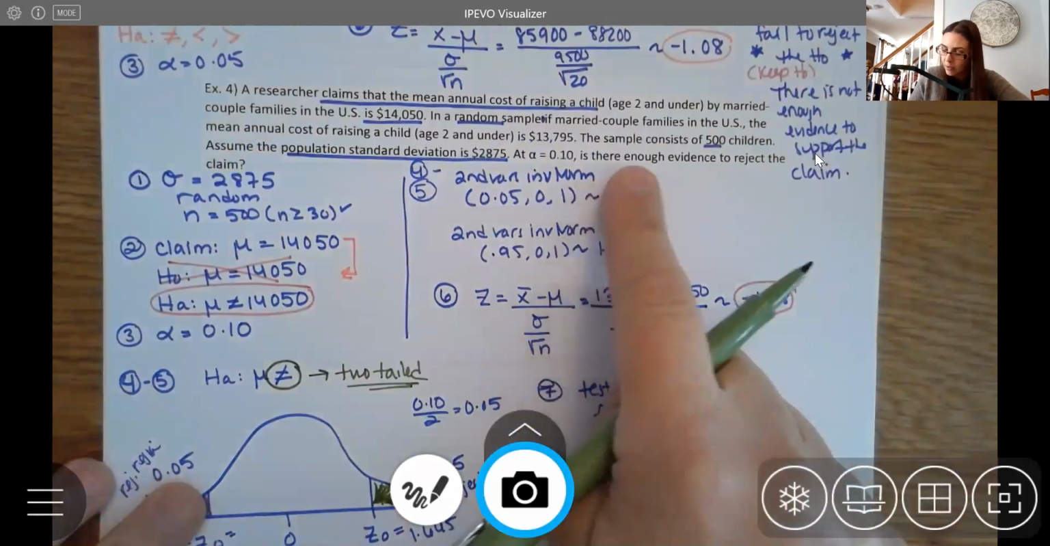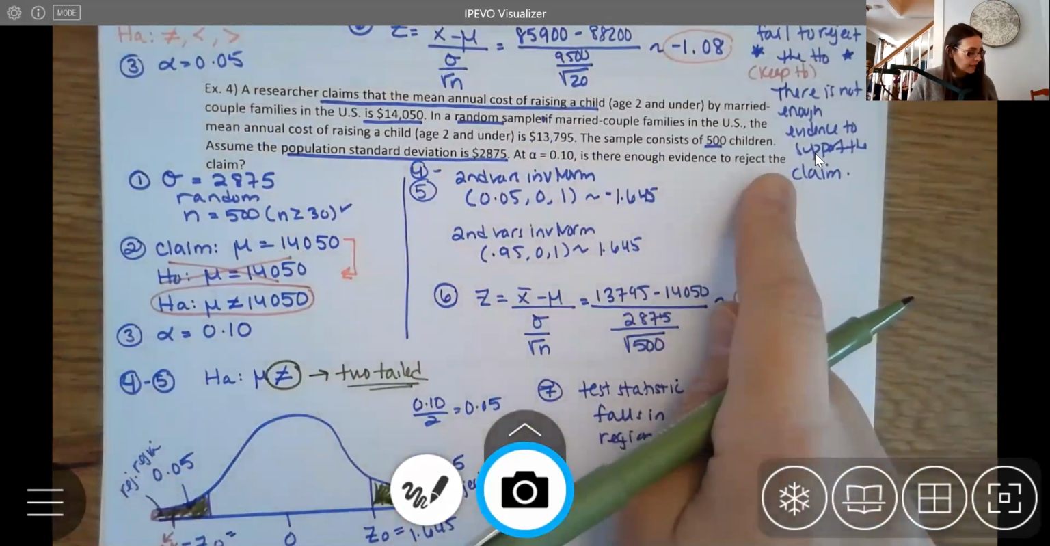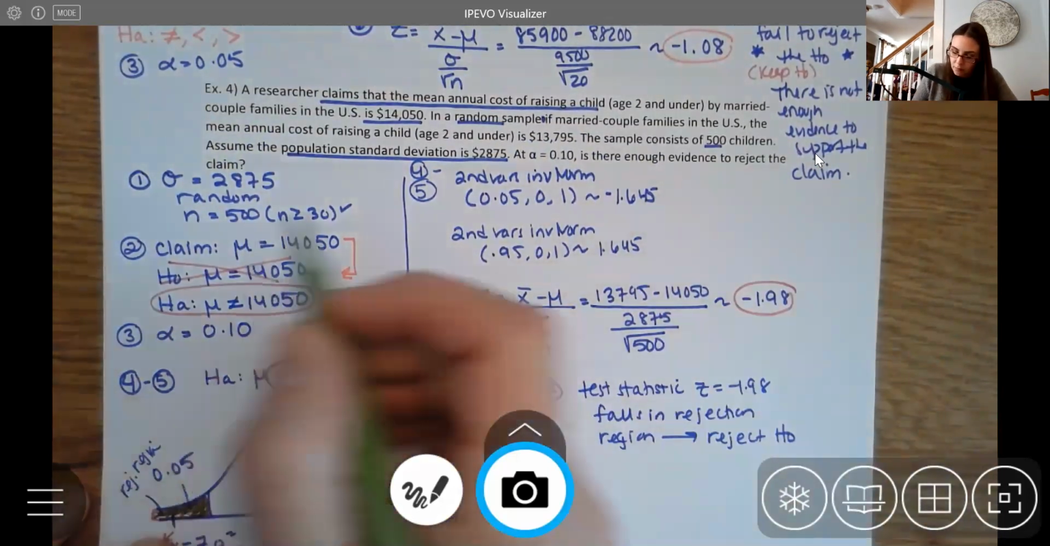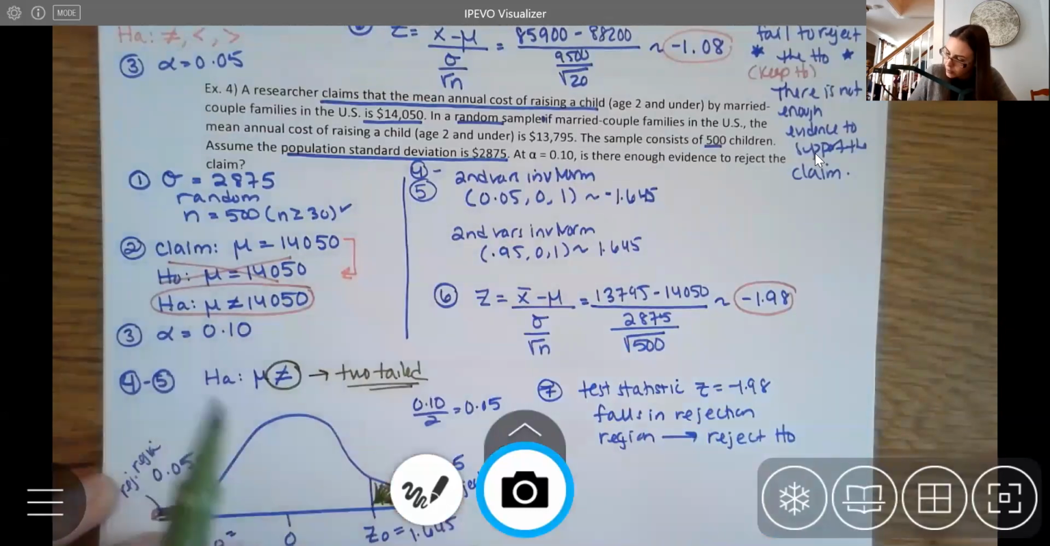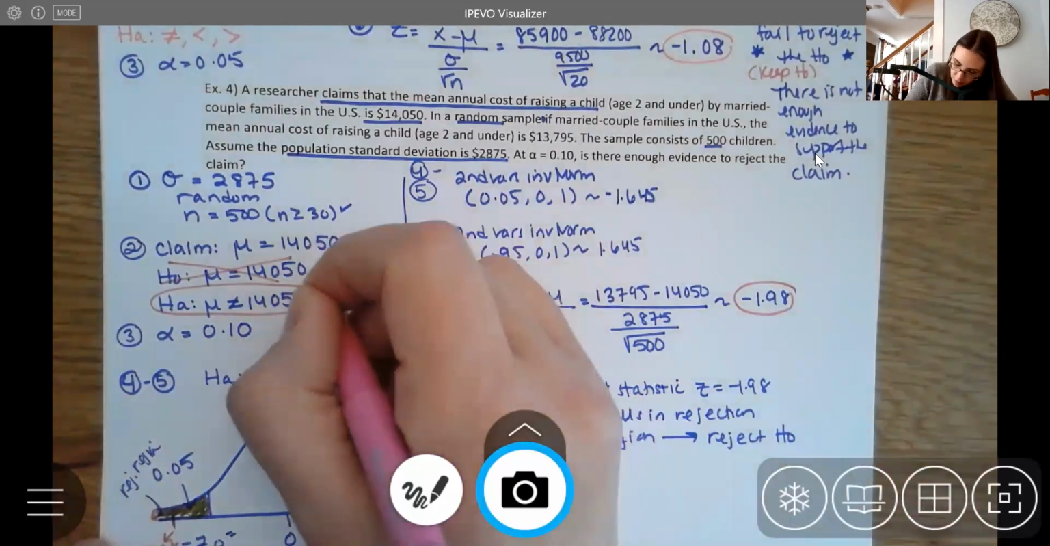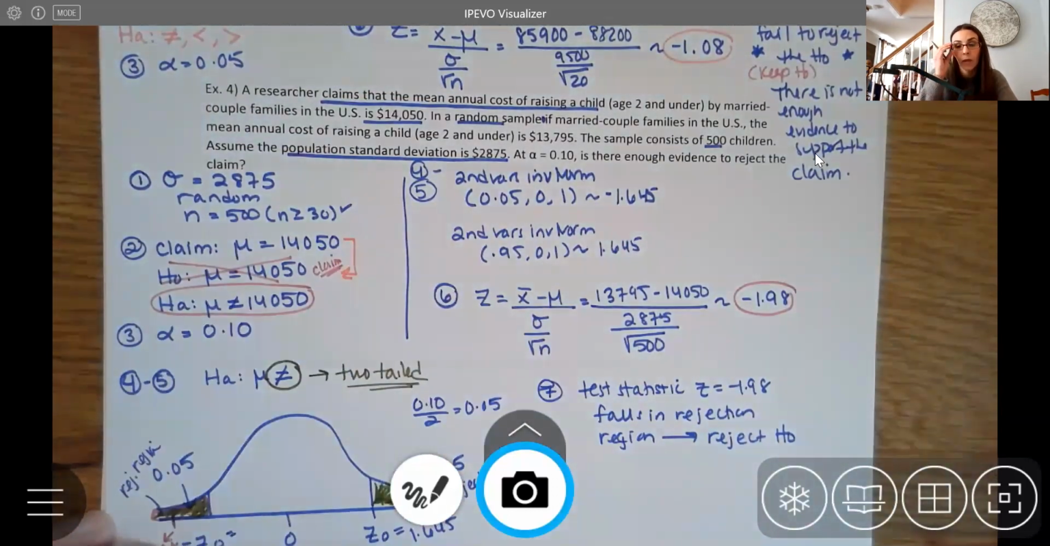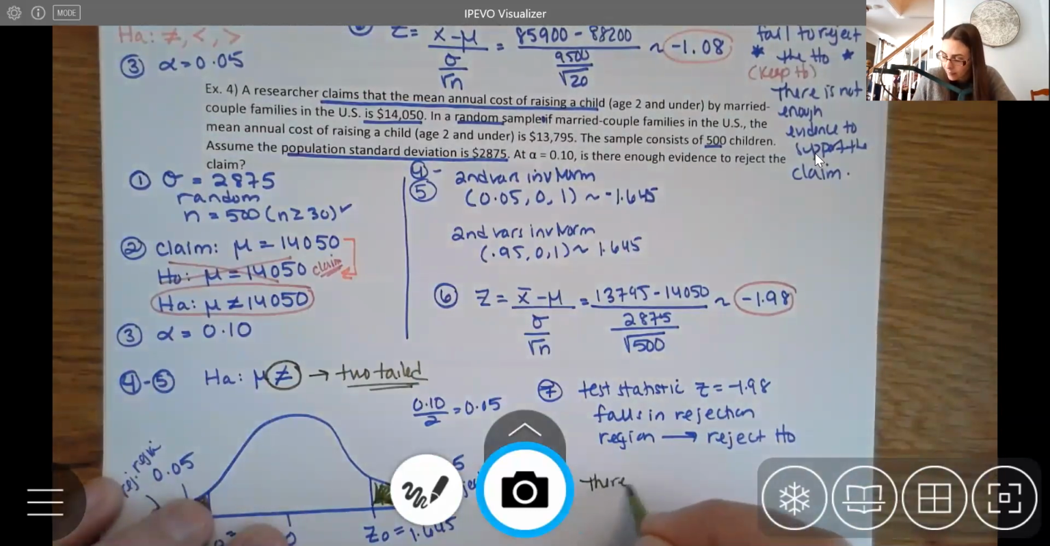So is there enough evidence to reject the claim in this case? Well, the claim, right, our claim was an equality statement. So our claim was the null, and we rejected the null. So in this case, we are rejecting the claim. So there is enough evidence to reject the claim.